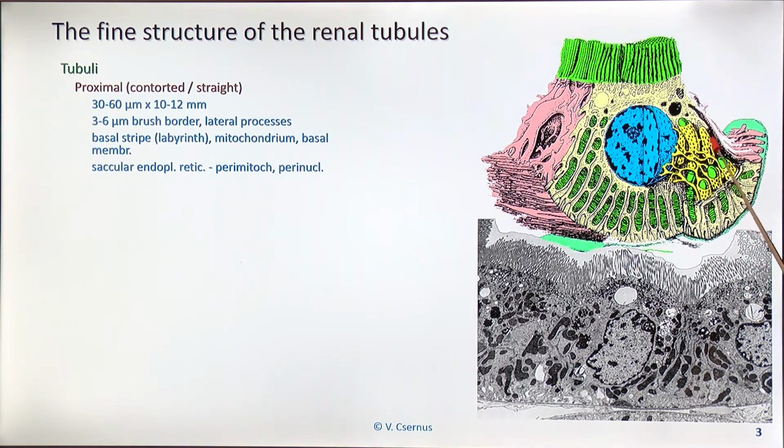Additionally, it's interesting that the endoplasmic reticulum looks like sacs, a saccular endoplasmic reticulum, which is around the mitochondria and also sometimes around the nucleus.